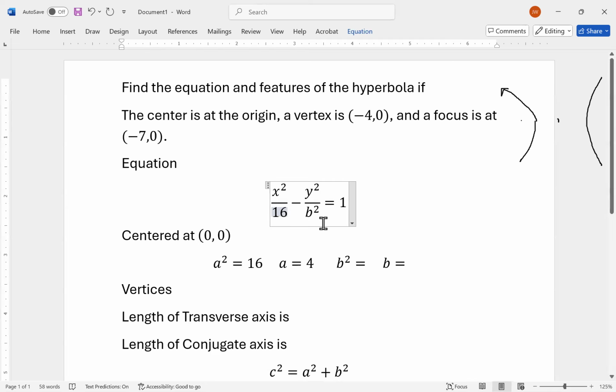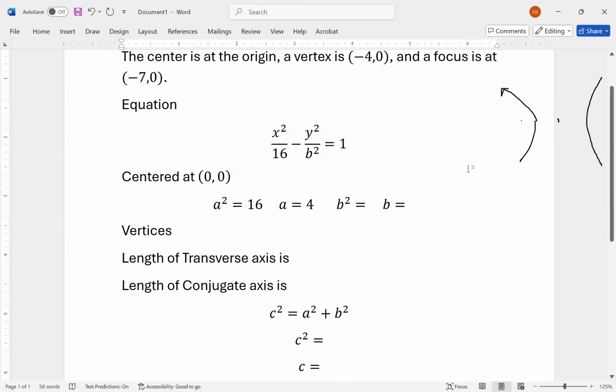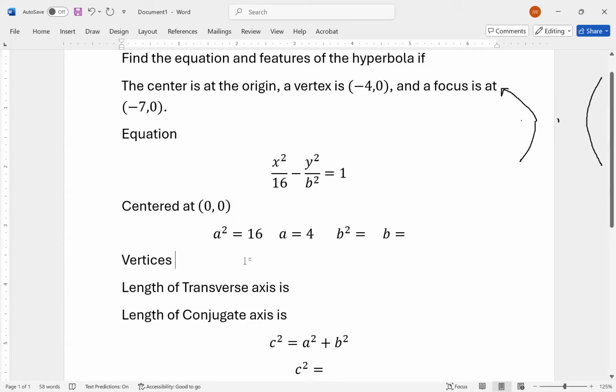Now I don't know the b squared, and the focus is a point, but it's not on the hyperbola. It's in the interior of the hyperbola. Oh, by the way, since we're here, since a is 4, the vertices are negative 4, 0, and the other one would have to be positive 4, 0 if this is centered at the origin. Length of the transverse axis, therefore, is 8.